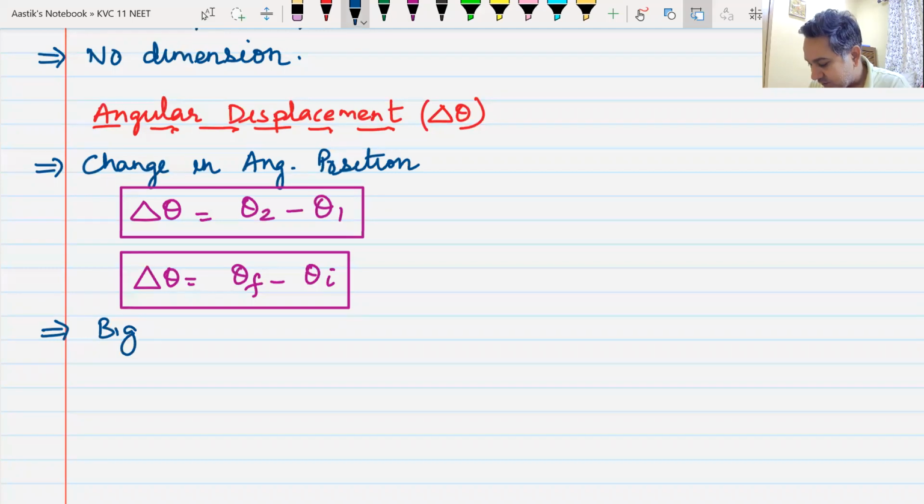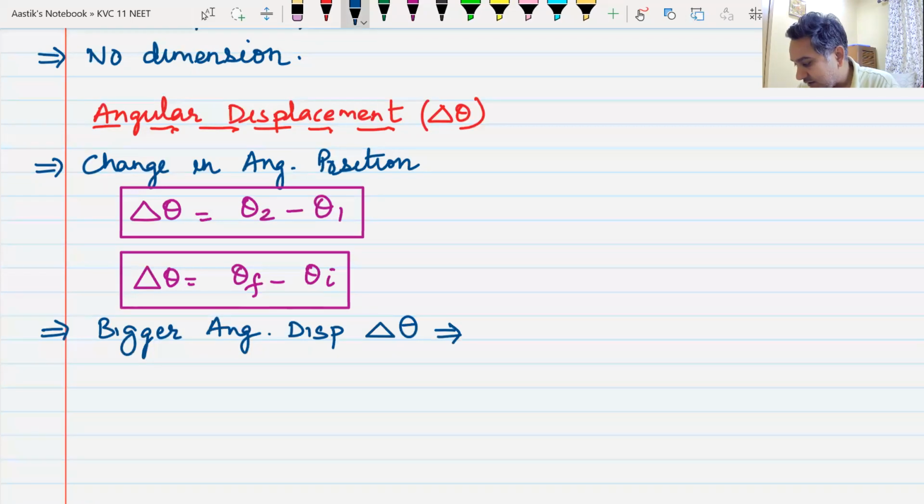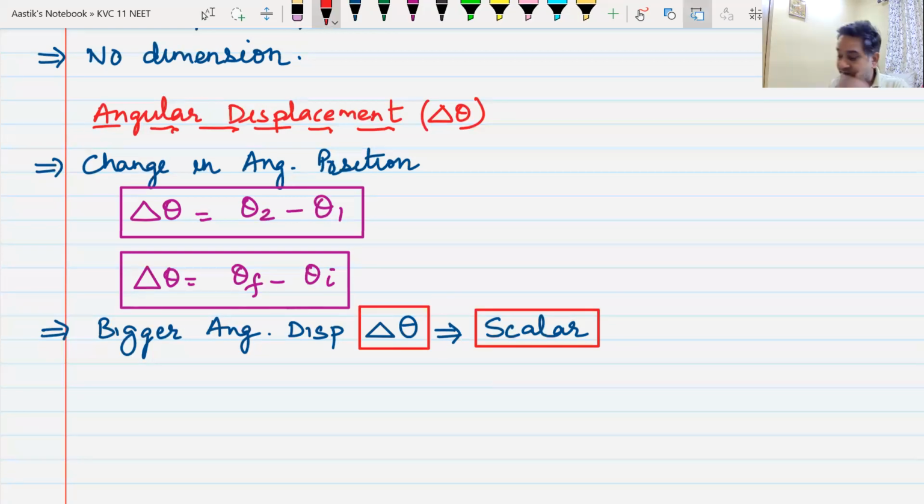If the angular displacement is big, 10 degrees, 15 degrees, 20 degrees, if I write it as delta theta, if the angular displacement is large, then it is taken as a scalar. It is a scalar quantity. Important, you have to understand. Whenever I say delta theta, this change in angular position is a bigger quantity. It means the change is big. That is a scalar.